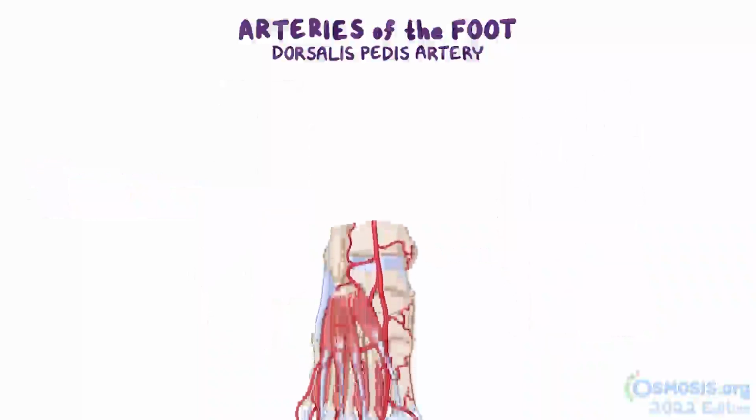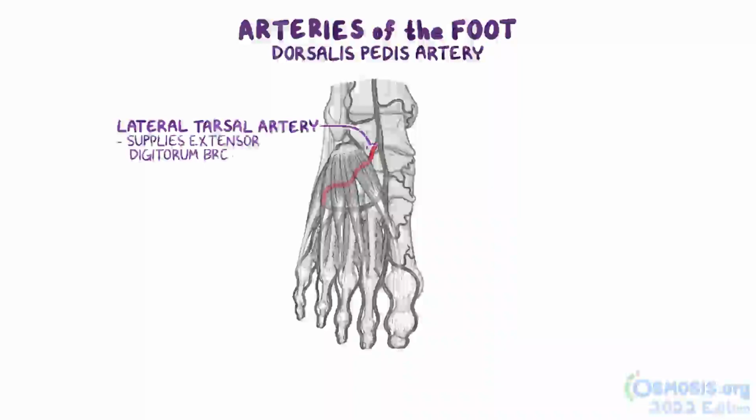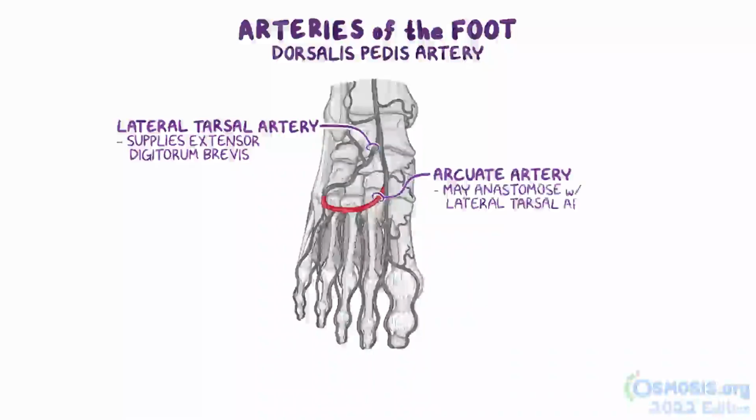Now, the dorsalis pedis also gives off plenty of branches, such as the lateral tarsal artery, which runs laterally in an arched course beneath the extensor digitorum brevis to supply this muscle and the underlying tarsals and joints. Then there's the arcuate artery, which runs laterally across the bases of the lateral four metatarsals, deep to the extensor tendons to reach the lateral aspect of the forefoot, where it may or may not anastomose with the lateral tarsal artery to form an arterial loop.